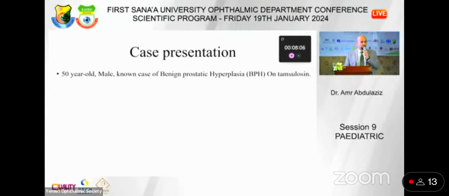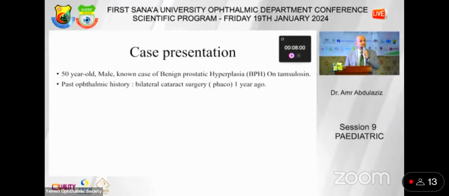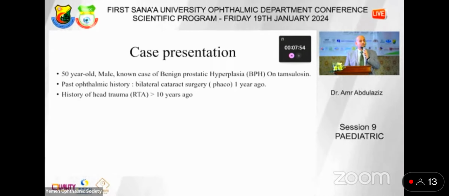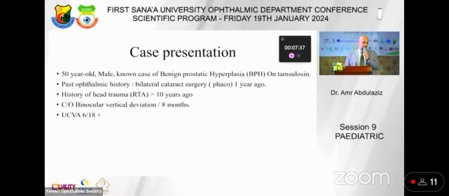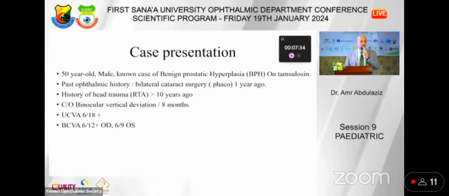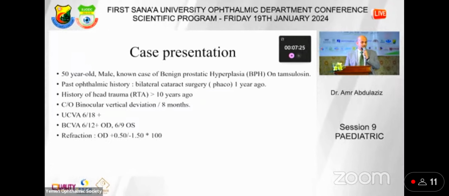This case is a 50-year-old male, known case of benign prostatic hyperplasia on tamsulosin. Past ophthalmic history: he had bilateral cataract surgery, bilateral phacoemulsification, 1 year ago, and a history of head trauma more than 10 years ago. Complaint of binocular vertical diplopia for around 8 months. I believe the patient had diplopia long before, but after bilateral cataract surgery the vision improved in both eyes and he started to notice the diplopia. The uncorrected visual acuity was 6/18 plus in the right eye and left eye. The best corrected was 6/12 plus in the right and 6/9 in the left.